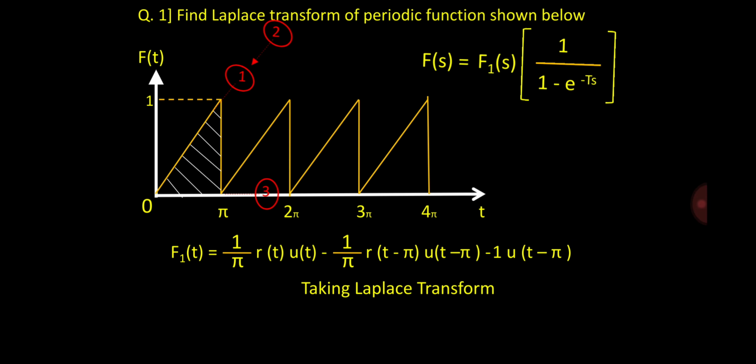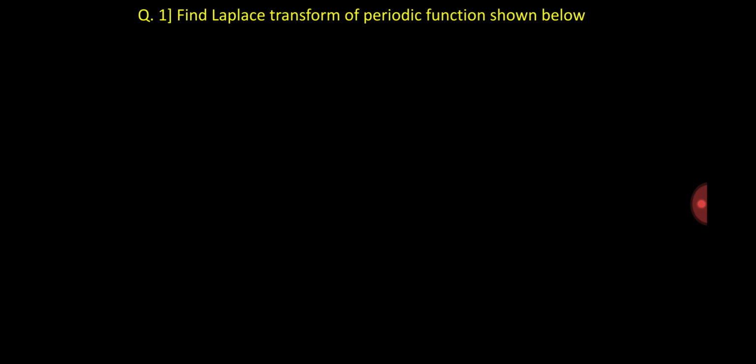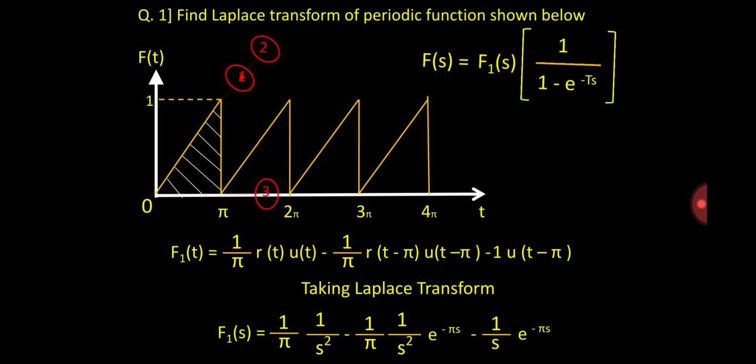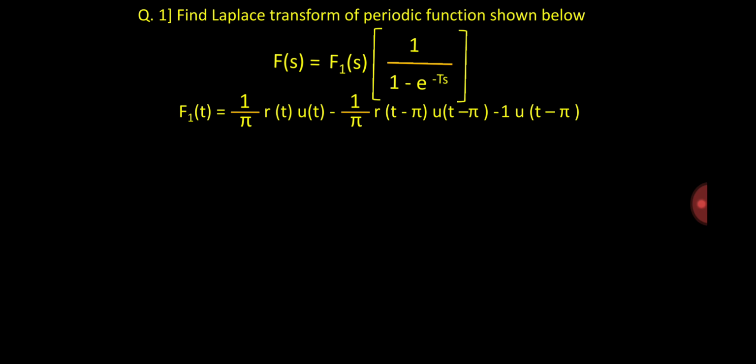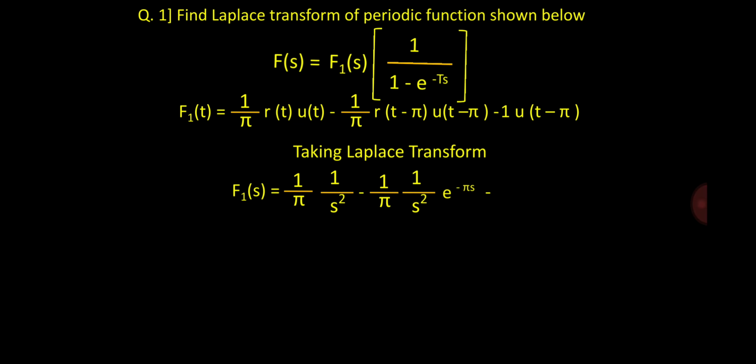Now we will take its Laplace transformation. So taking the Laplace transformation of f1 of t gives f1 of s, so it is coming 1 by pi. The Laplace of a ramp is always 1 by s square, so 1 by pi into 1 by s square, minus again 1 by pi for the ramp 1 by s square, but as it is delayed or shifted, t minus pi, so e to the power minus pi s. Okay, then for the unit step function, the Laplace transformation is 1 upon s, and as it is delayed, so e to the power minus pi s. So we obtain here f1 of s, that is the Laplace transform of the first function of the periodic waveform.